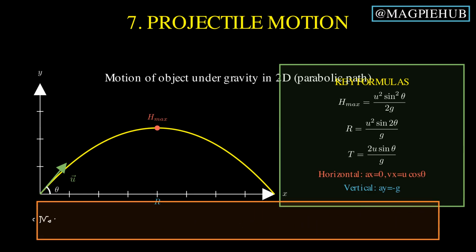Important points. Maximum range occurs at 45 degrees. Complementary angles like 30 and 60 degrees give the same range. At maximum height, vertical velocity is 0.